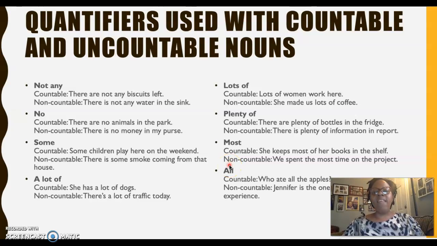Non-countable. We spent the most time on the project. How about a lot of? Countable. She has a lot of dogs. Non-countable. There's a lot of traffic today. So you can see this gives you a wonderful example of using these quantifiers with the nouns that are countable or uncountable and how to use those.